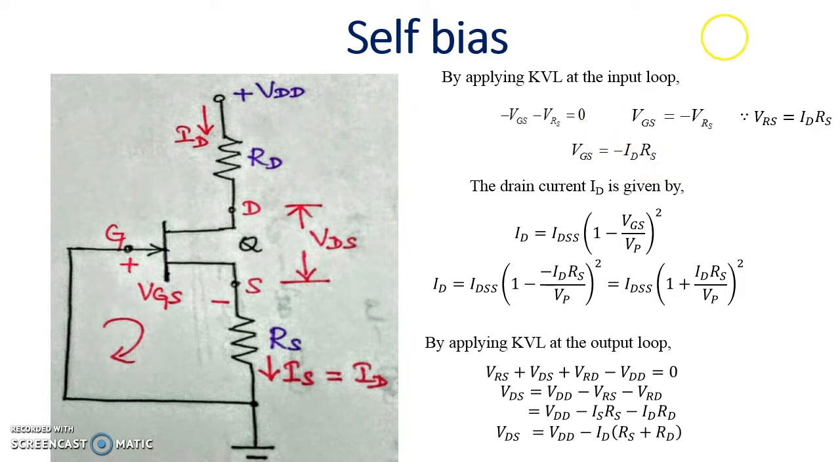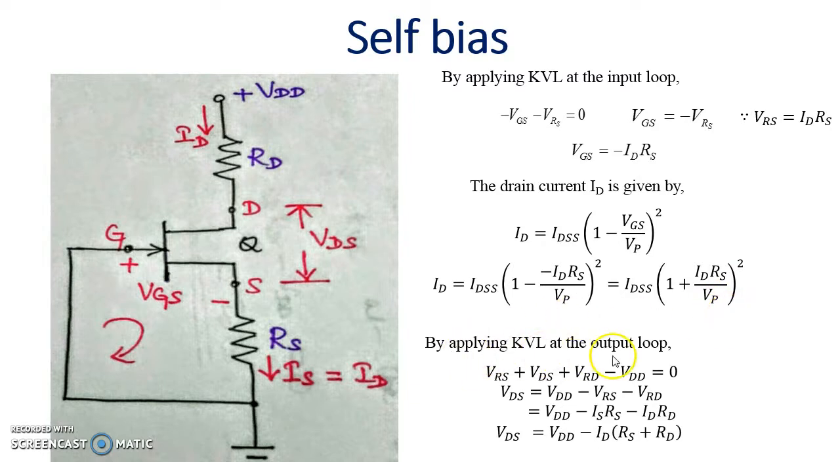Here, VGS is a function of the output current ID and is not a function of the fixed voltage as in the fixed bias configuration. The drain current ID is given by ID is equal to IDSS into 1 minus VGS by VP the whole square. Here we know VGS is minus ID into Rs. By substituting the value of VGS, we have this equation, and we know ID is equal to IDSS into 1 plus ID into Rs divided by VP the whole square.